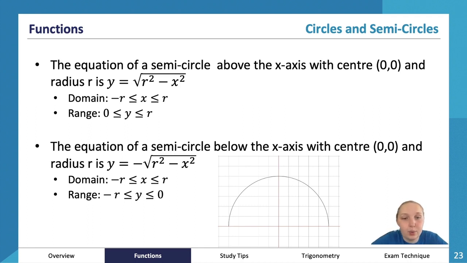And then when we have the equation of a semicircle that occurs below the x-axis, again with the center 0, 0 and the radius r, we're just going to put a negative in front of that square root sign, and that means it's going to be below the x-axis as well. So it's going to be the half of the circle that occurs below the x-axis, that's going to be concave up.